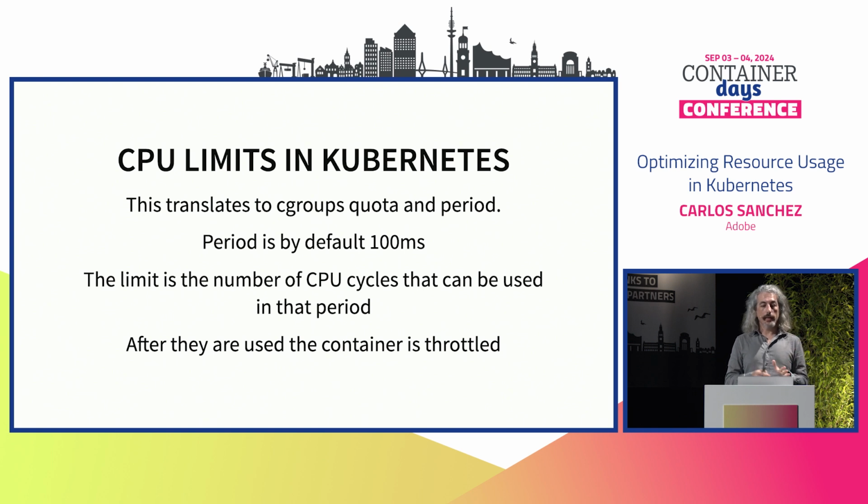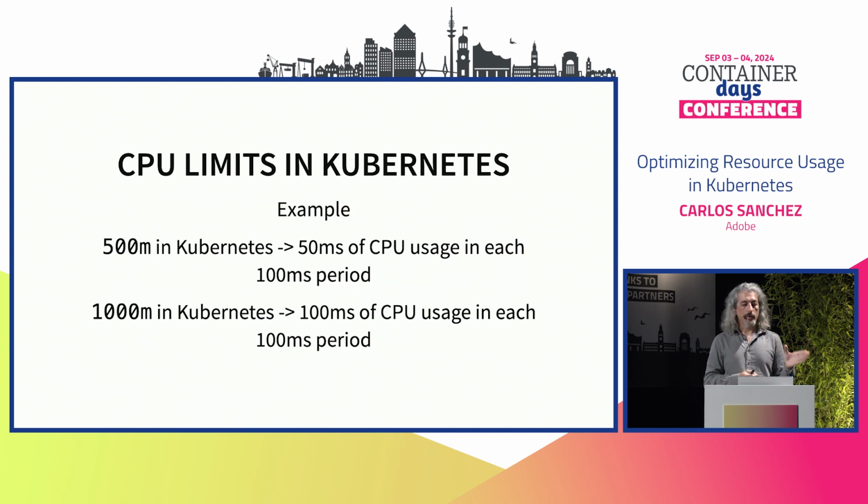So CPU limits in Kubernetes translate to cgroups quota and period. The period is by default 100 milliseconds, and the limit is the number of CPU cycles that can be used in that period. If you go over that time, your container is throttled. So, for example, if you set 500 mCPUs, millicores, in Kubernetes limits, that means you can use 50 milliseconds of CPU time per 100 milliseconds period. If you set 1,000, it means that you can use 100 milliseconds time per CPU period.